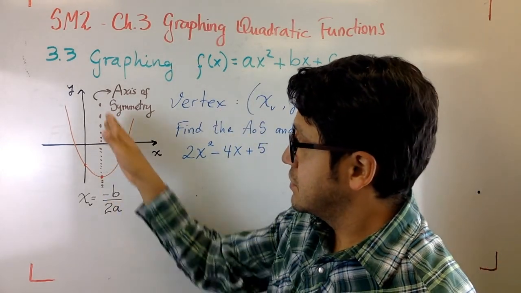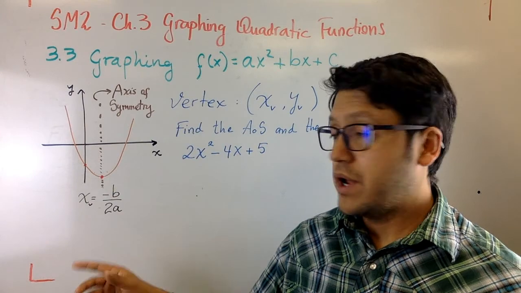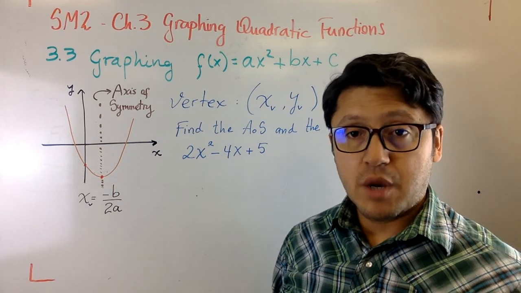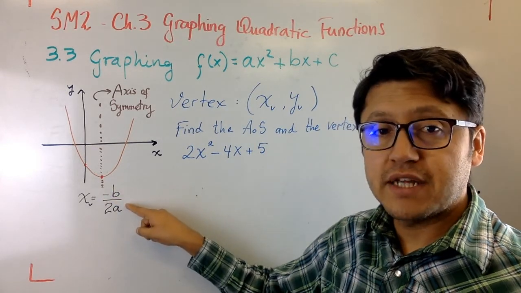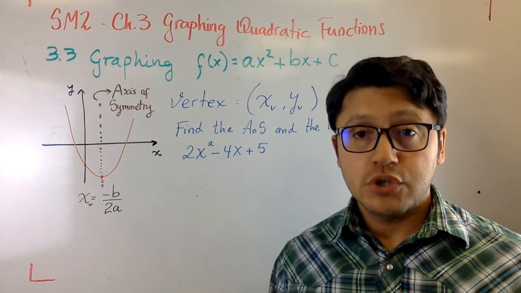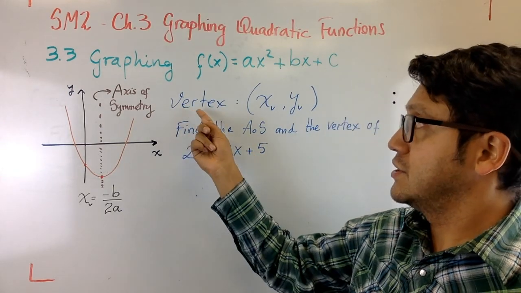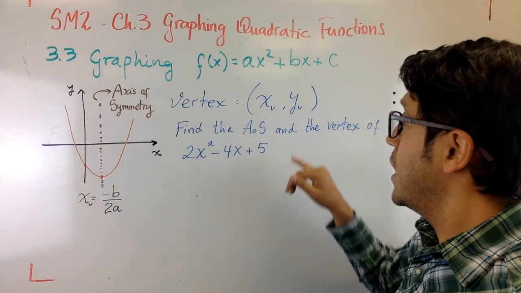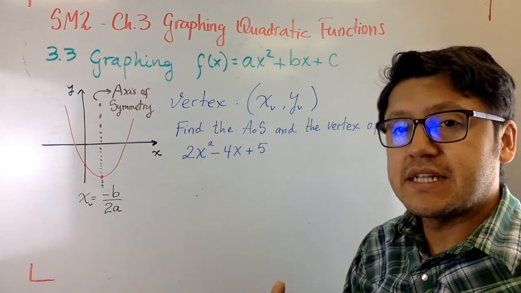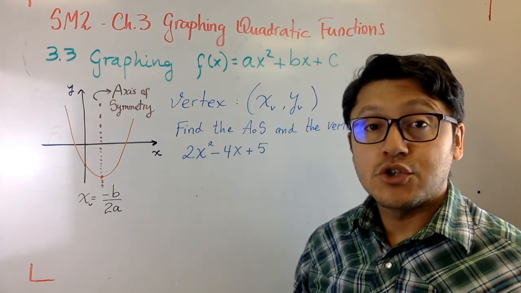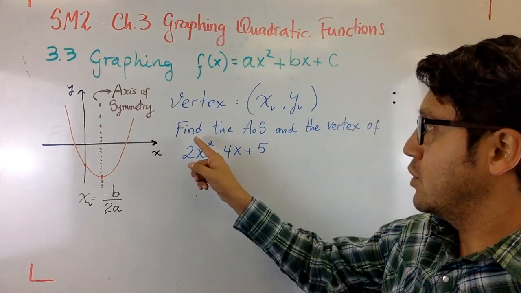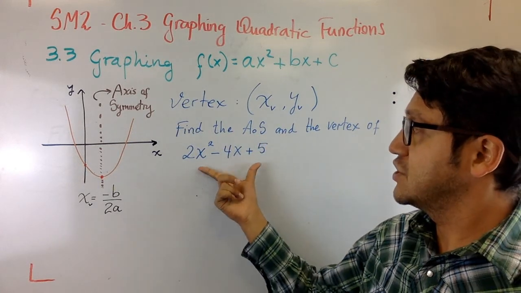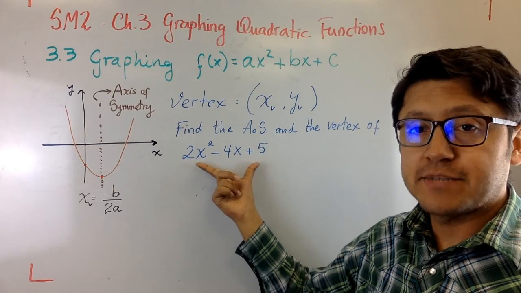So, as you can see, this line right here has the equation x equals, and this is how we find it, by doing the following operation: the opposite of b divided by twice a. So, I'm going to present to you that the vertex has coordinates x and y, and I just use this subindex to indicate that it's the x and y of the vertex. So the exercise we're doing right now is we're going to find that line, the axis of symmetry, and the vertex of the function 2x squared minus 4x plus 5.